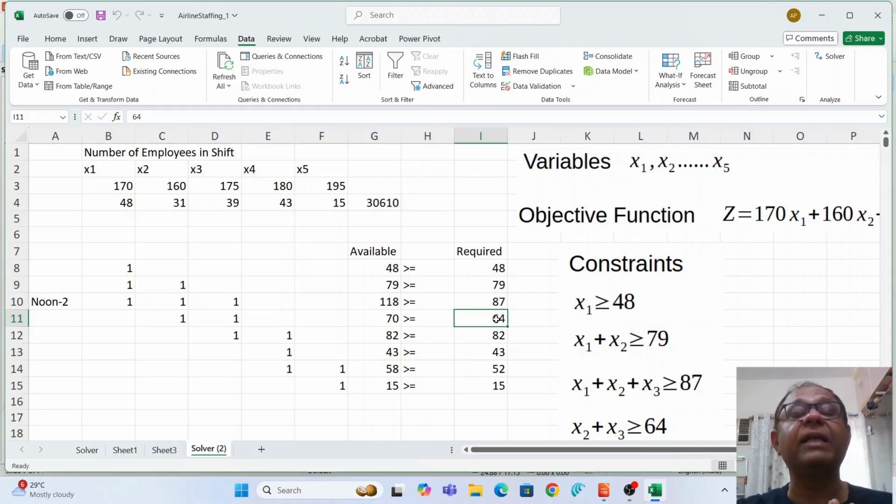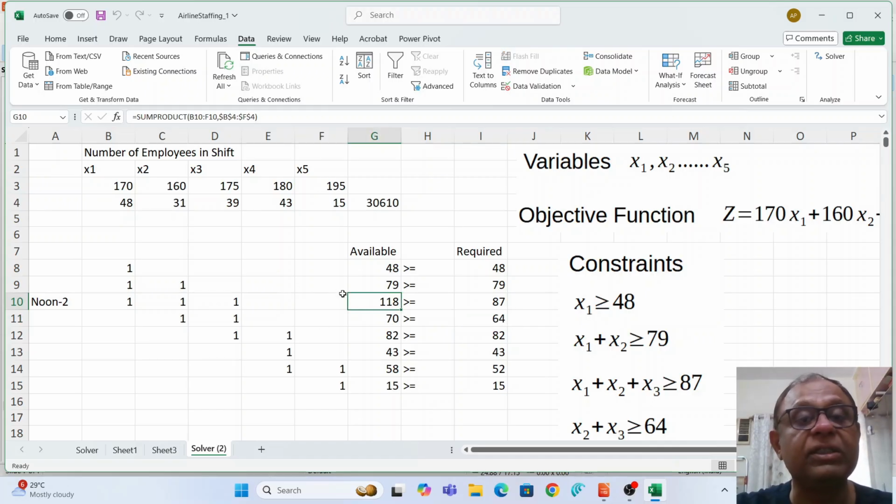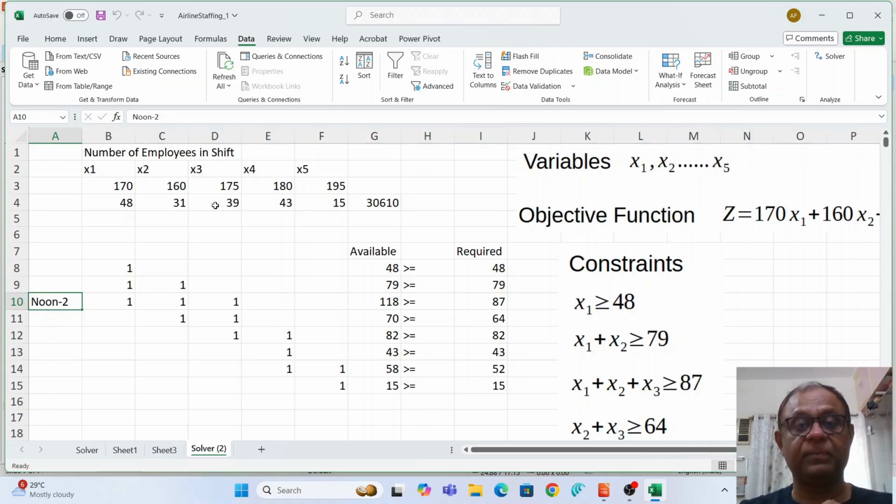Now, we get an excess because the shifts overlap. Mind you, for this particular time period, that is noon to 2 p.m., shifts number 1, 2 and 3 overlap. Therefore, it is but natural that in the results, if you have to maintain the minimum number of people in shifts 1, 2 and 3, if they run parallelly, it's going to exceed. So that is the reason.